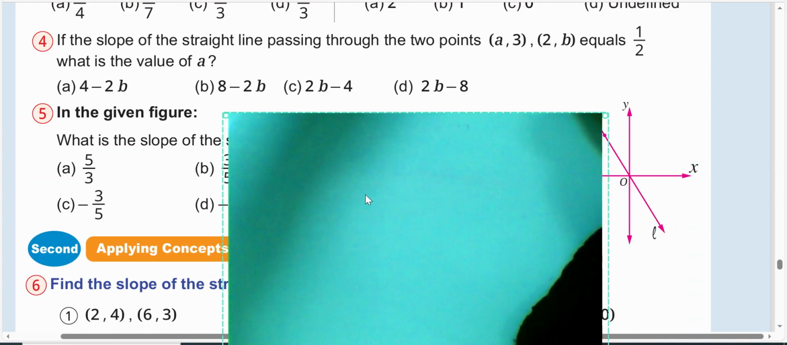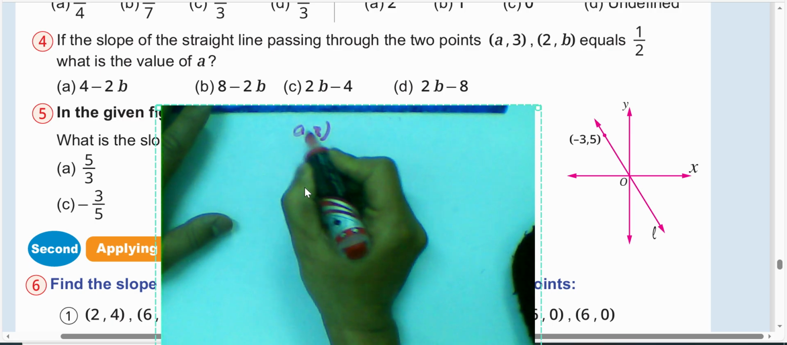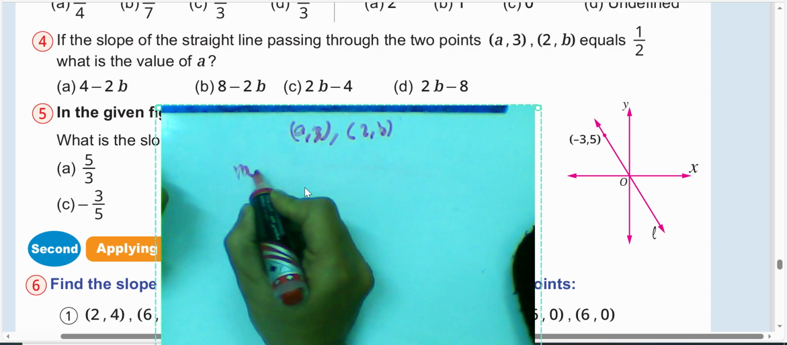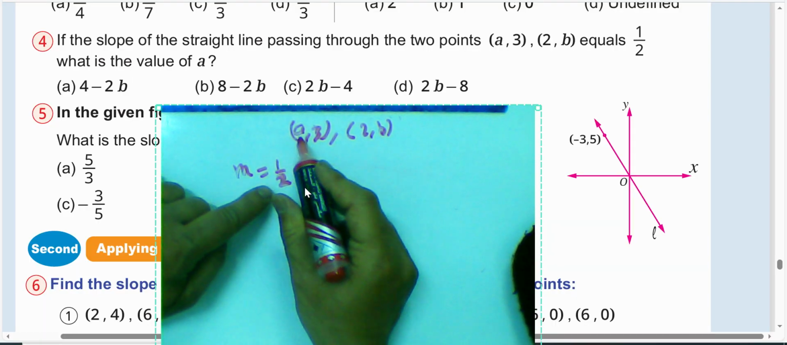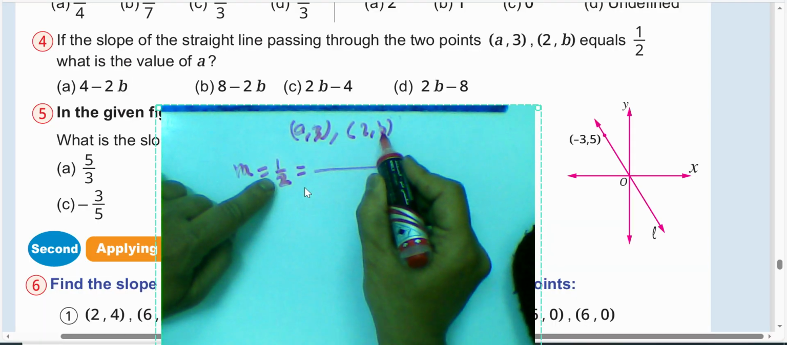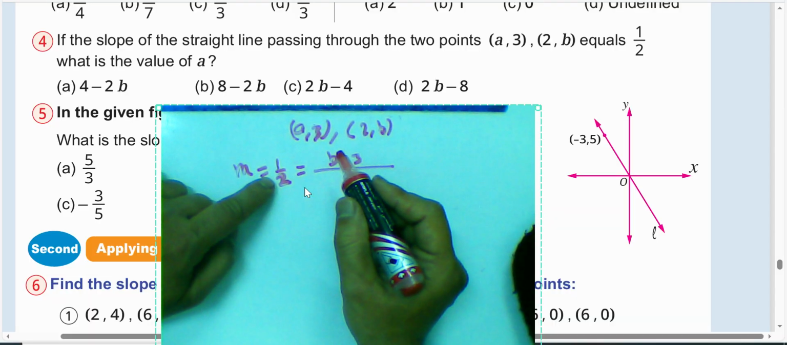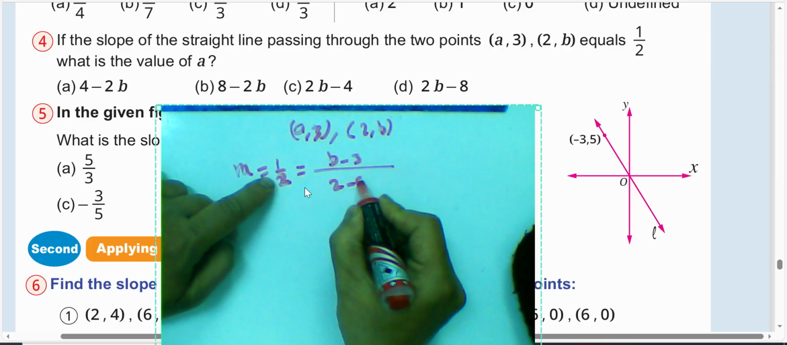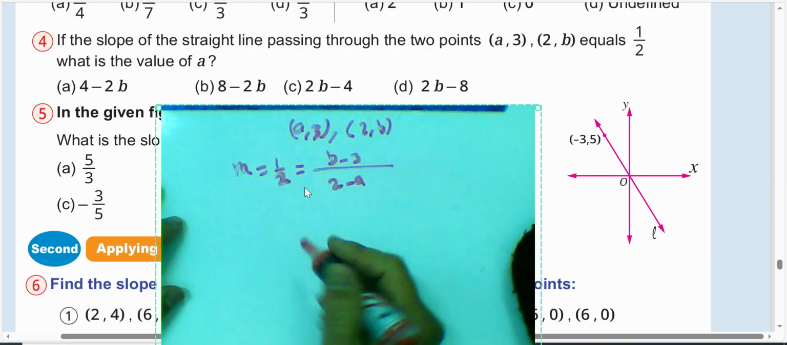Question number 4. If the slope of the straight line which passes through 2 points, A and 3 as the first point and 2 and B as the second, was half. He gives me this information to find the unknown A. We know the slope equals B minus 3 over 2 minus A. This slope equals half. We can use the product of extremes equals the product of means.